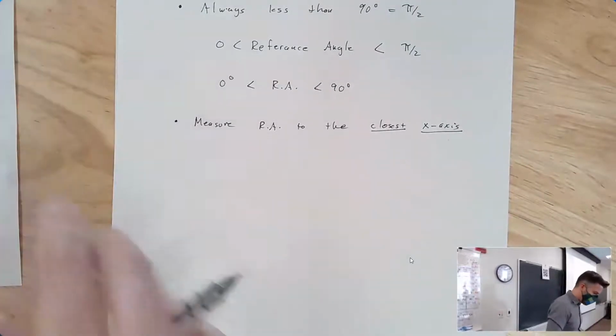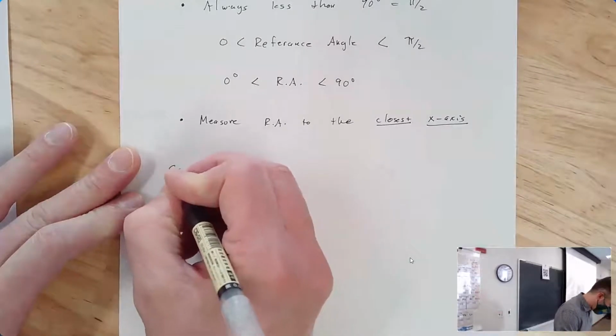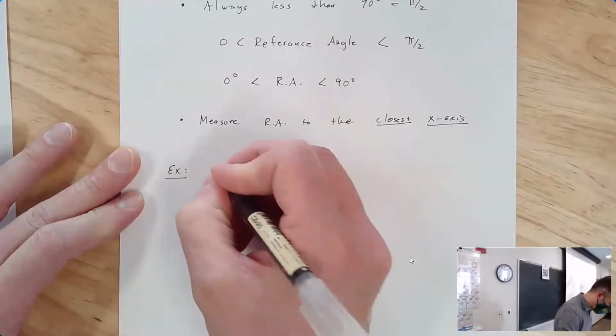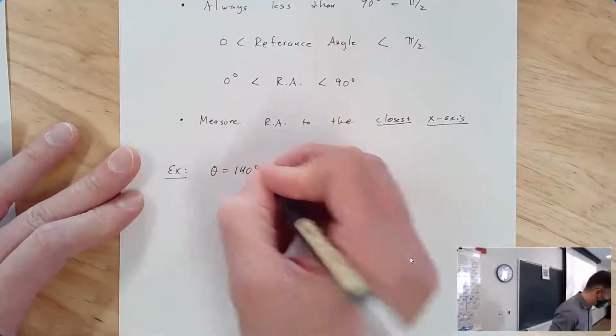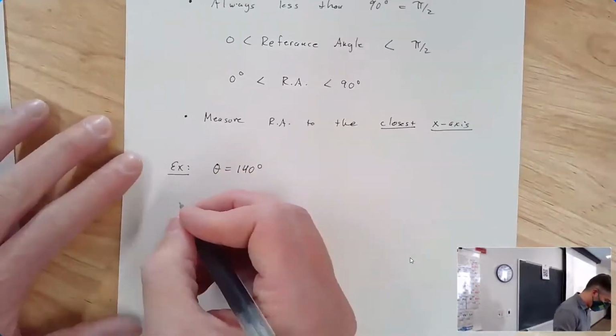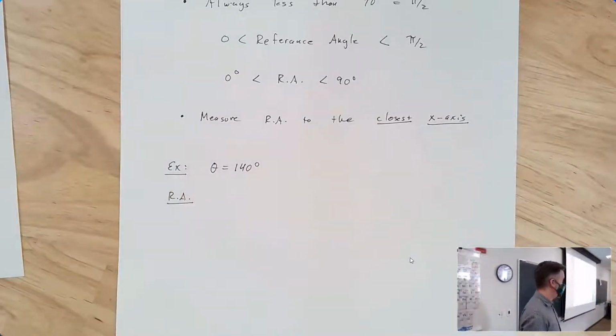So many notes. And then let's look at a couple examples. Let's say our angle, and we'll do some in degrees too, was theta equal to 140 degrees. What's the reference angle? Well, I'm trying to find the angle that's less than 90 degrees that is what you get when you measure that angle to the closest x-axis. The easiest way to see this is drawing a picture.